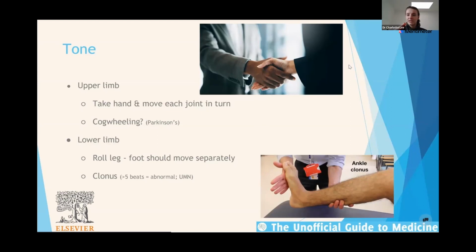You're going to be examining each joint in the arm and hand. Whilst you're holding the patient's hand, you're using the other hand to isolate the joint. First of all, you start by rolling the wrist. You'll then move your hand up, so you can move the elbow, and then you'll do their shoulder.